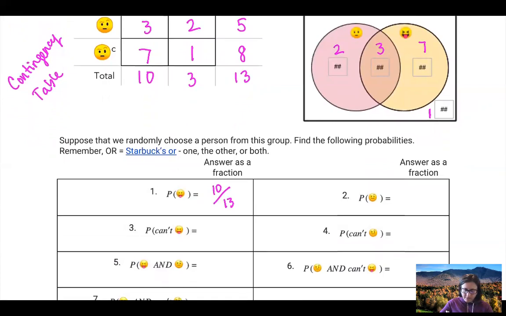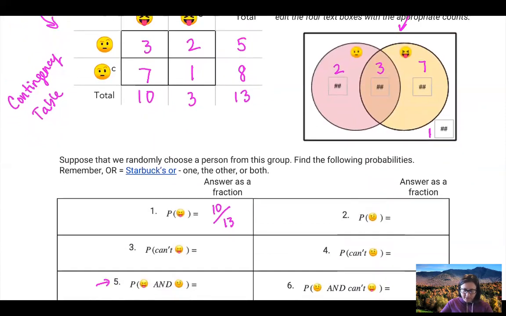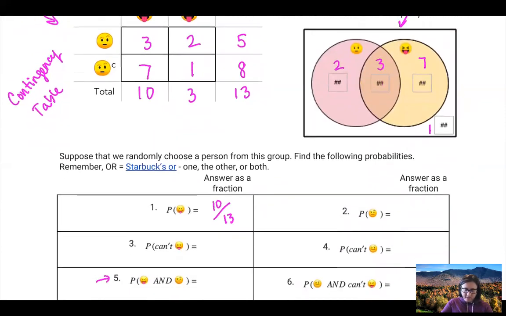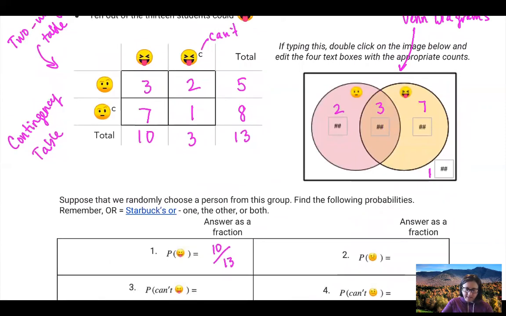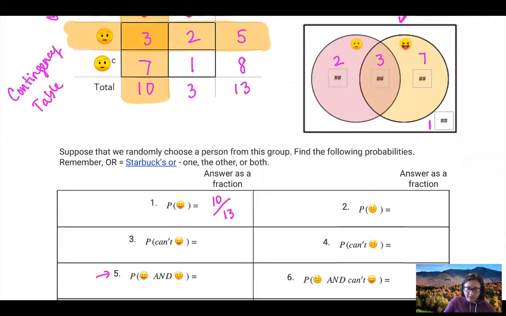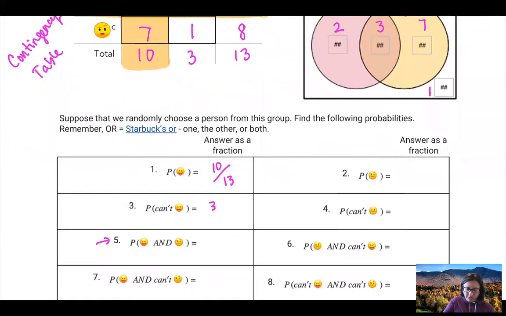Let's do the probability that they can roll their tongue and raise their eyebrows. So roll their tongue, I'm going to be looking in this guy right here. And then raise their eyebrows is this one right here. So it looks like 3 people can do both. So 3 out of the 13.